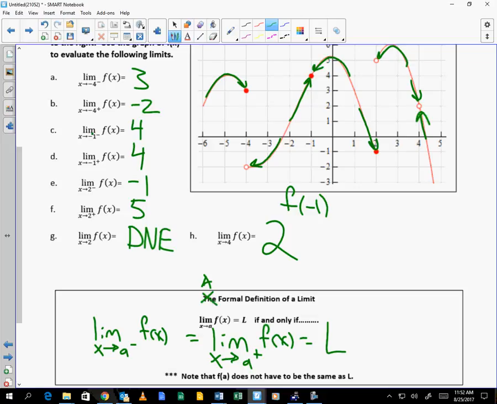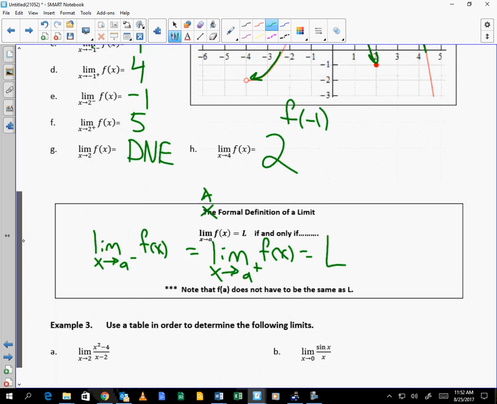If you approach from the left and the right and they're the same, then it exists. Please note, if you plug in 4, do you have an output? No. The function does not have to have a value there in order for the limit to exist. All right, very good.